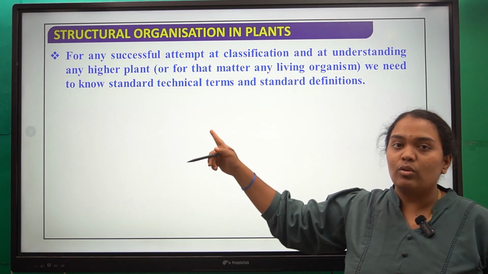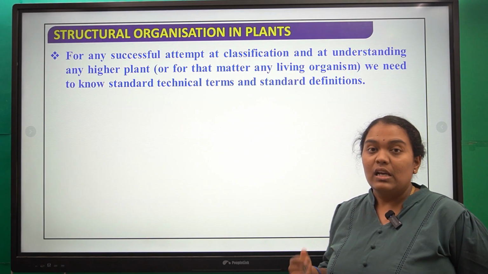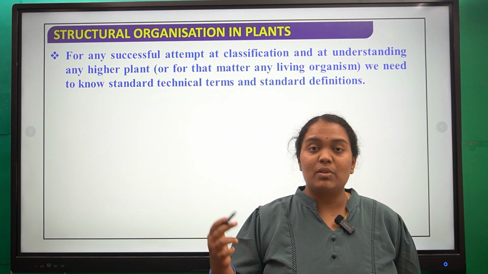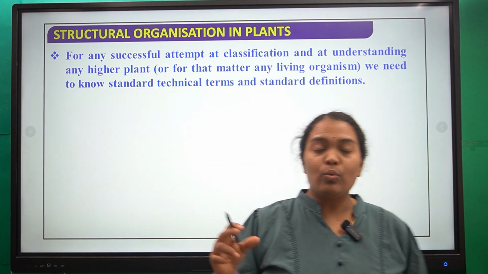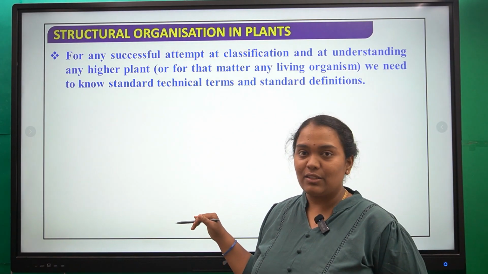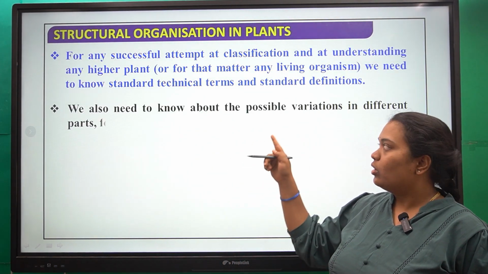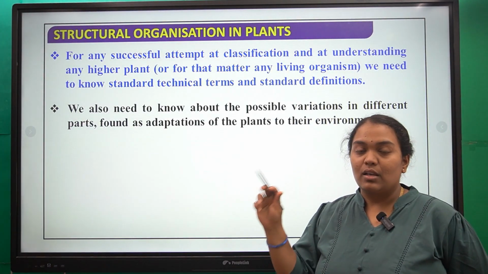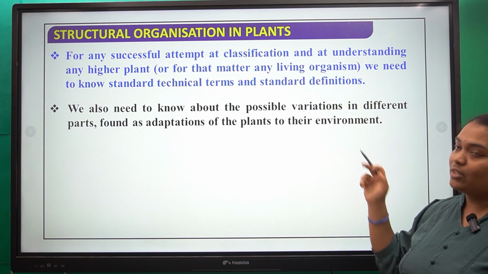So we need to know standard technical terms and also standard definitions. Standard technical terms or definitions means what? Which are acceptable universally. So wherever you go on this planet Earth, you will be seeing that these rules are being followed while classifying or naming the organisms. We also need to know about the possible variations in different parts.